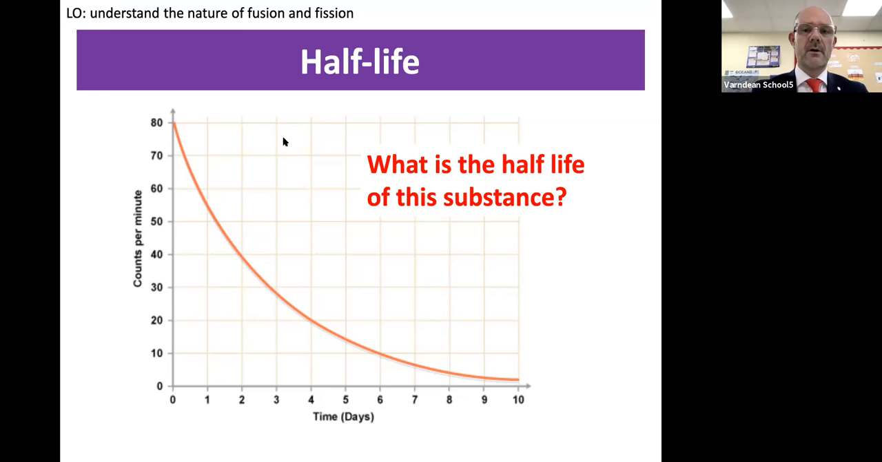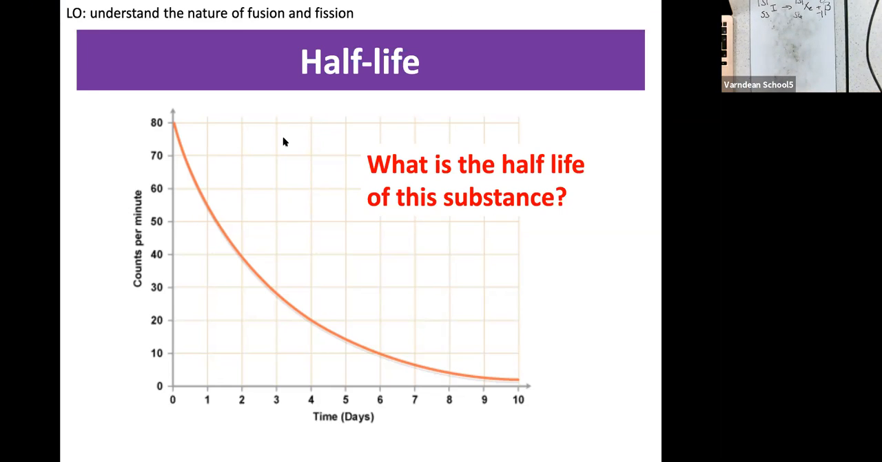I'm going to use my other camera. If the half-life is 2 days and you start with 80, okay, we know that after 2 days, you will have 40. So after 2 more days, so 4 days in total, you will have 20.